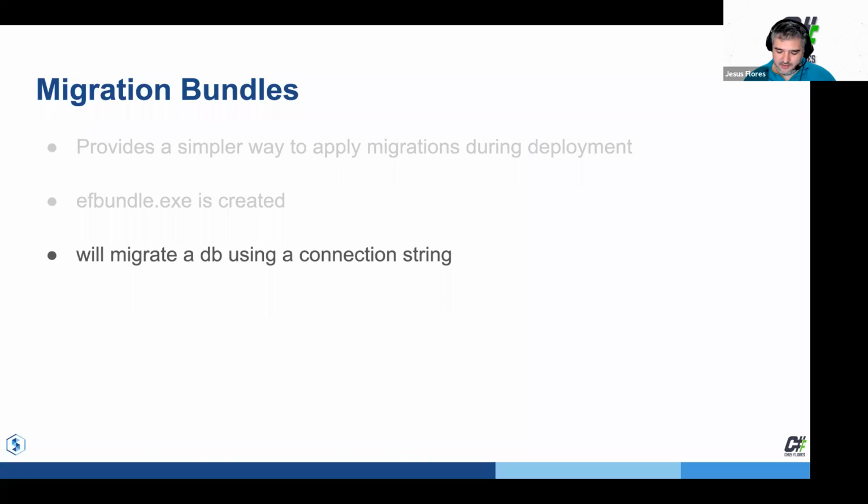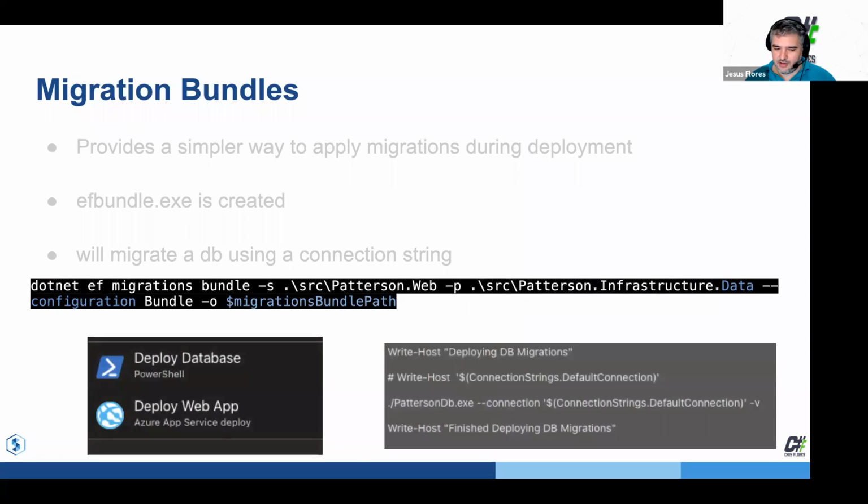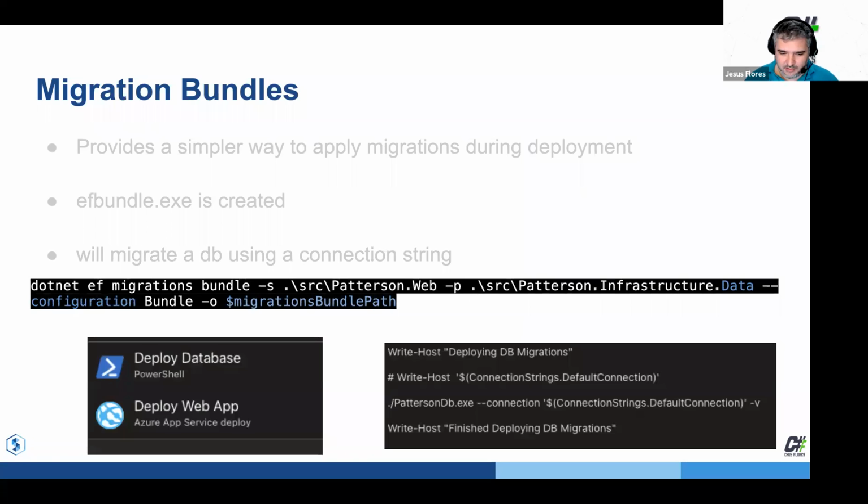And it can be easily created. You just have this dotnet ef migrations bundle command. This is from the project that we're currently working on. So you need to specify the solution, the project where these migrations are. And this configuration usually should be release, but there was a bug when we wrote this, so you needed to use bundle to generate this migration bundle correctly.